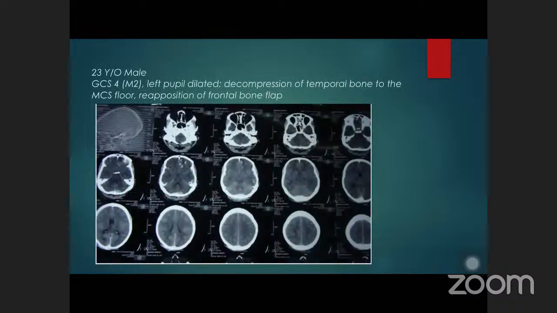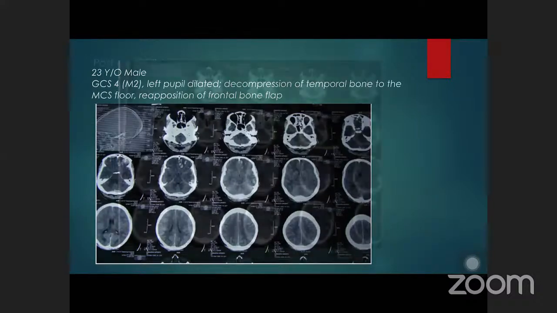So some of our first cases, GCS 4/15, left pupil dilated, decompression of the temporal bone. So here we'd already started putting our bone flaps back. But we used to do a large temporal decompression, and therefore only a rim of the bone used to be kept back. You can see how bad this case is. I mean, there's no cisterns, there's severe edema, there's blackish discoloration everywhere. You see, it's pretty bad.